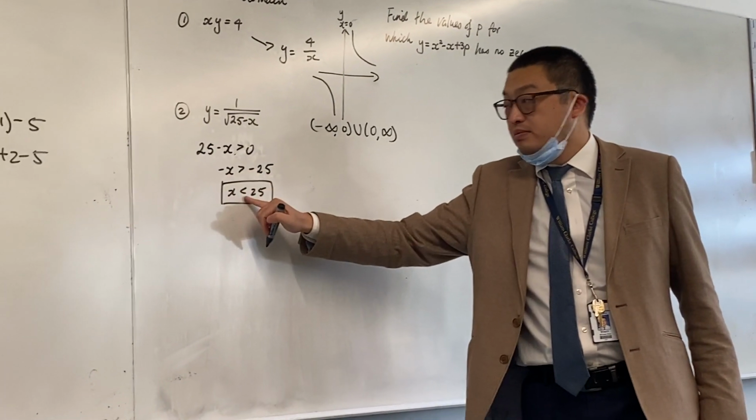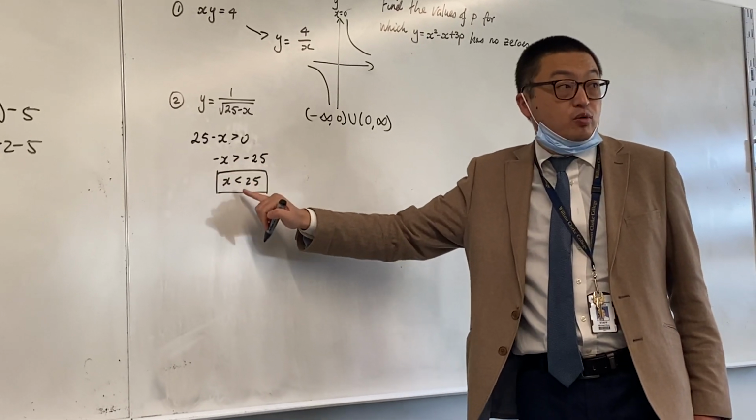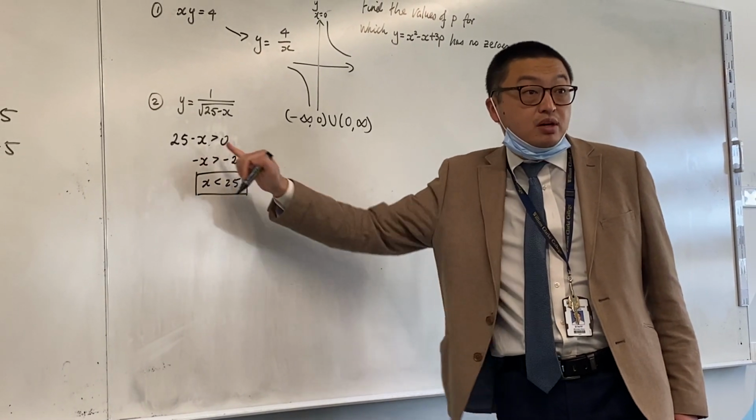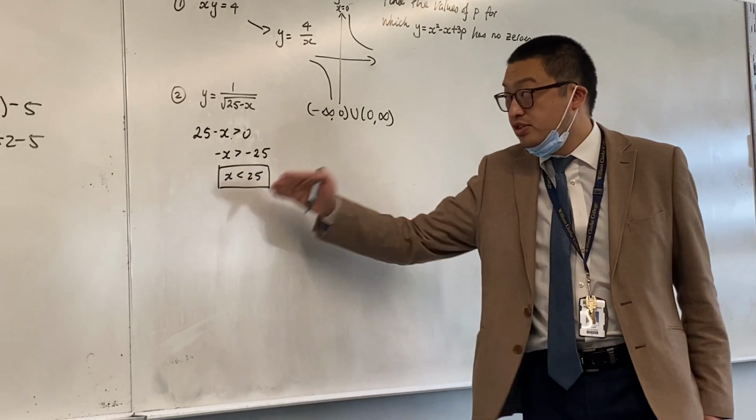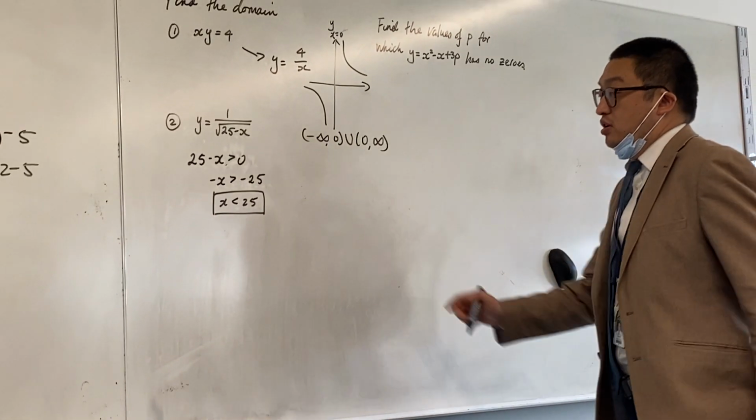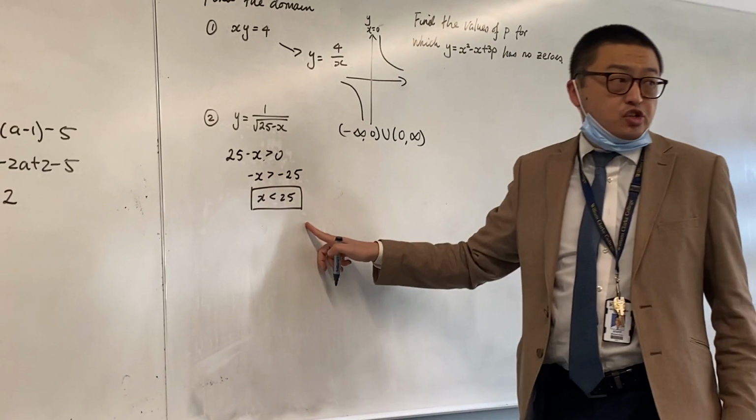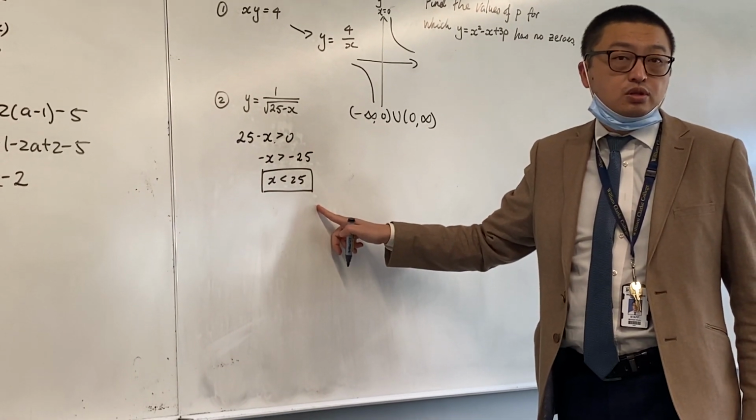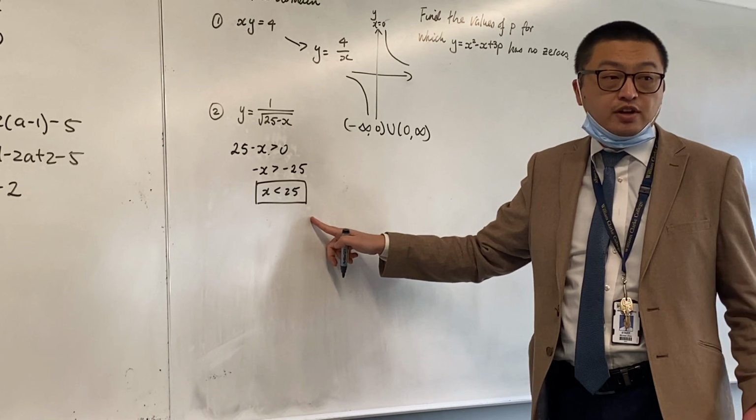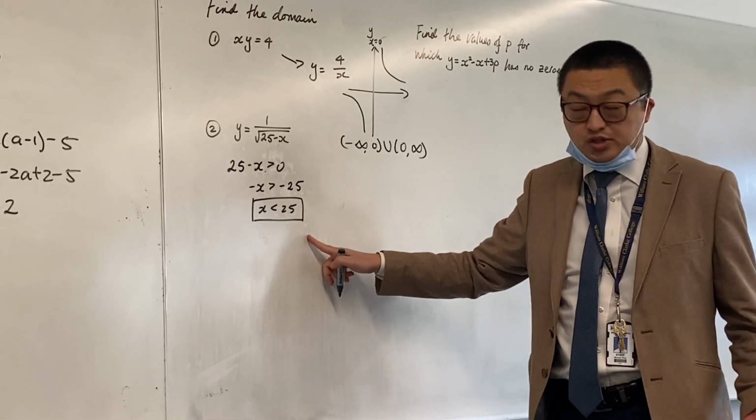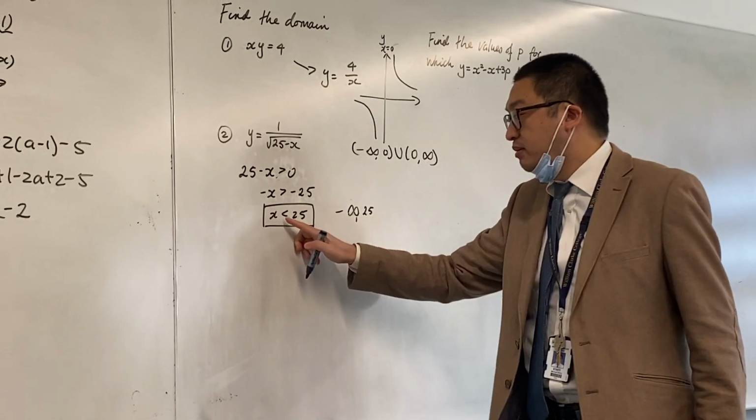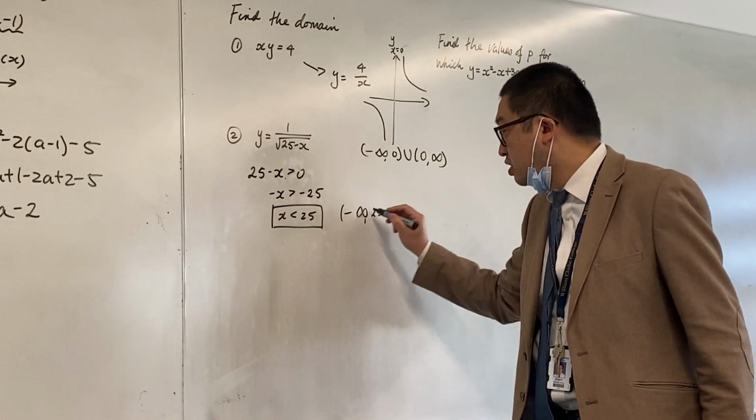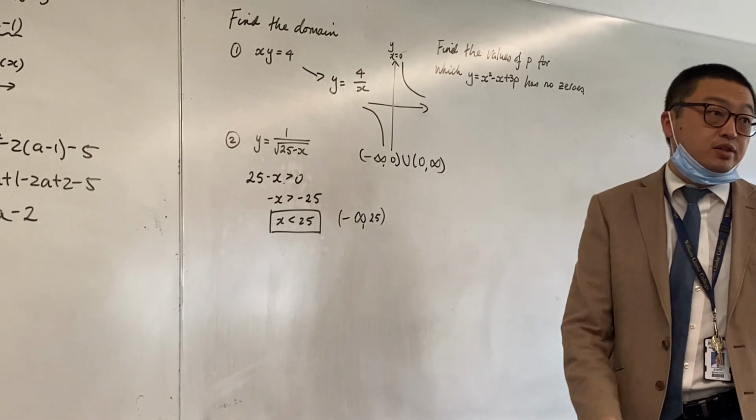From here to here, the greater than becomes smaller than because I'm dividing by a negative number. I have to change the direction. All of that is year 9. Now, interval notation, how do I do it? Negative infinity to x squared 25, very good. Negative infinity to 25, but because it's not equal to, it's a round bracket rather than a square bracket.